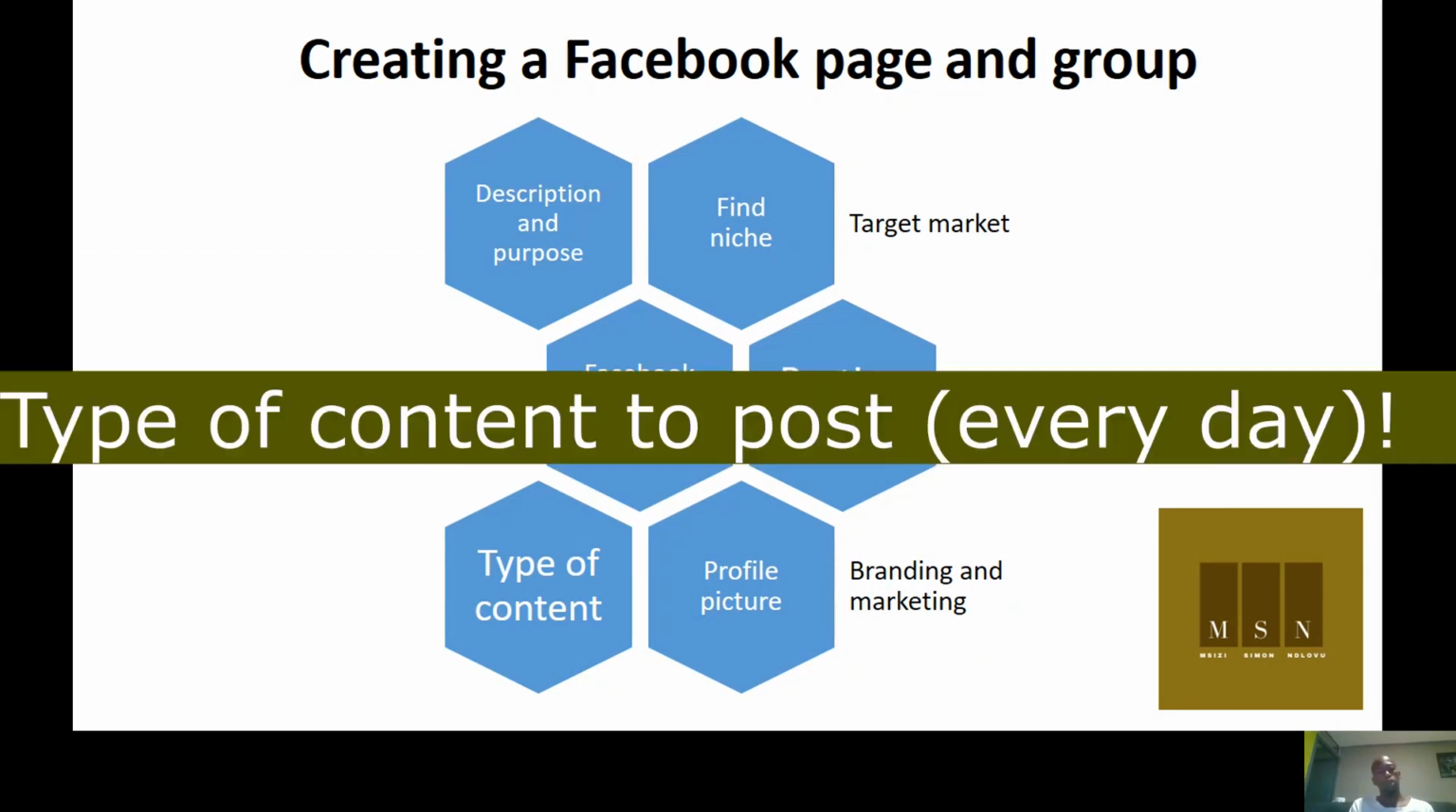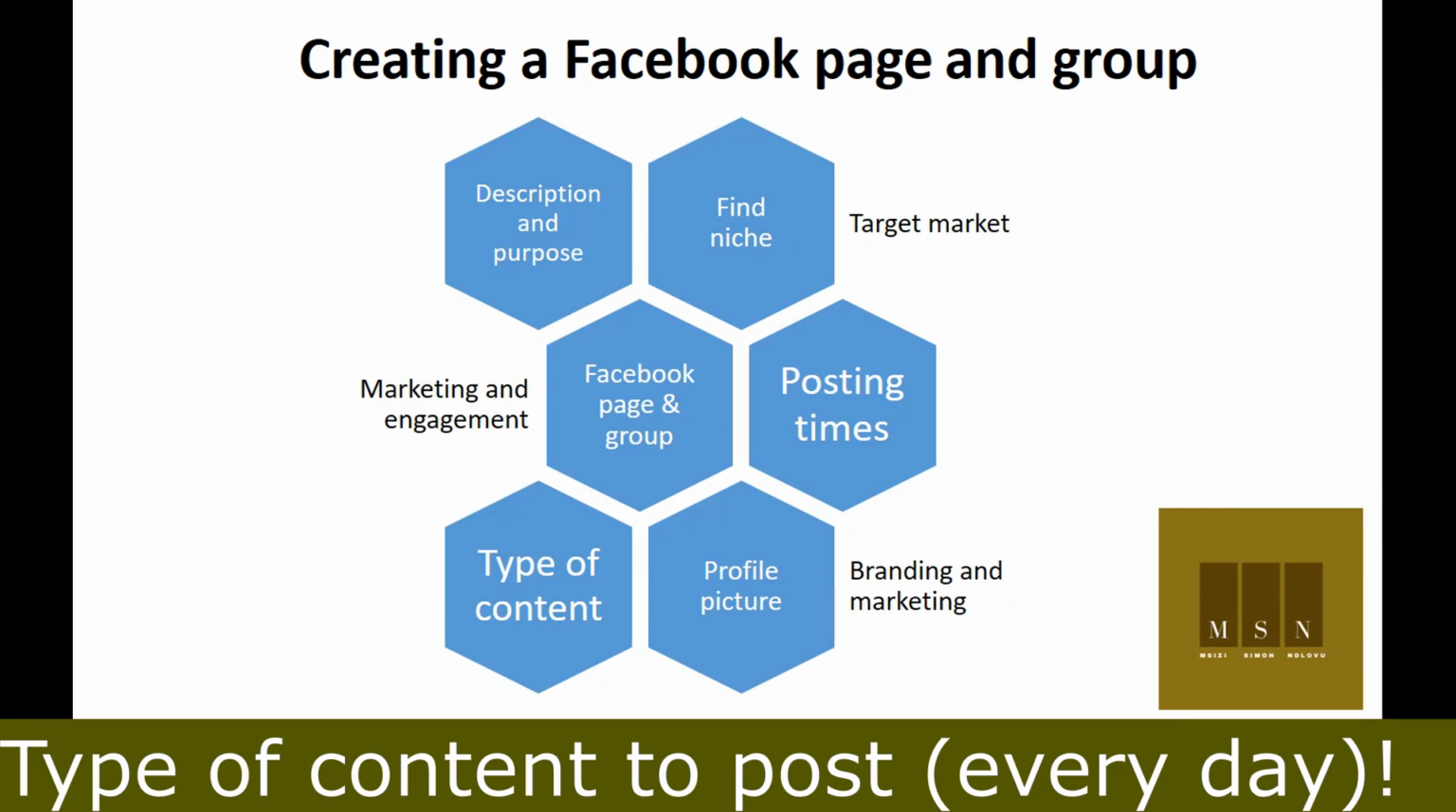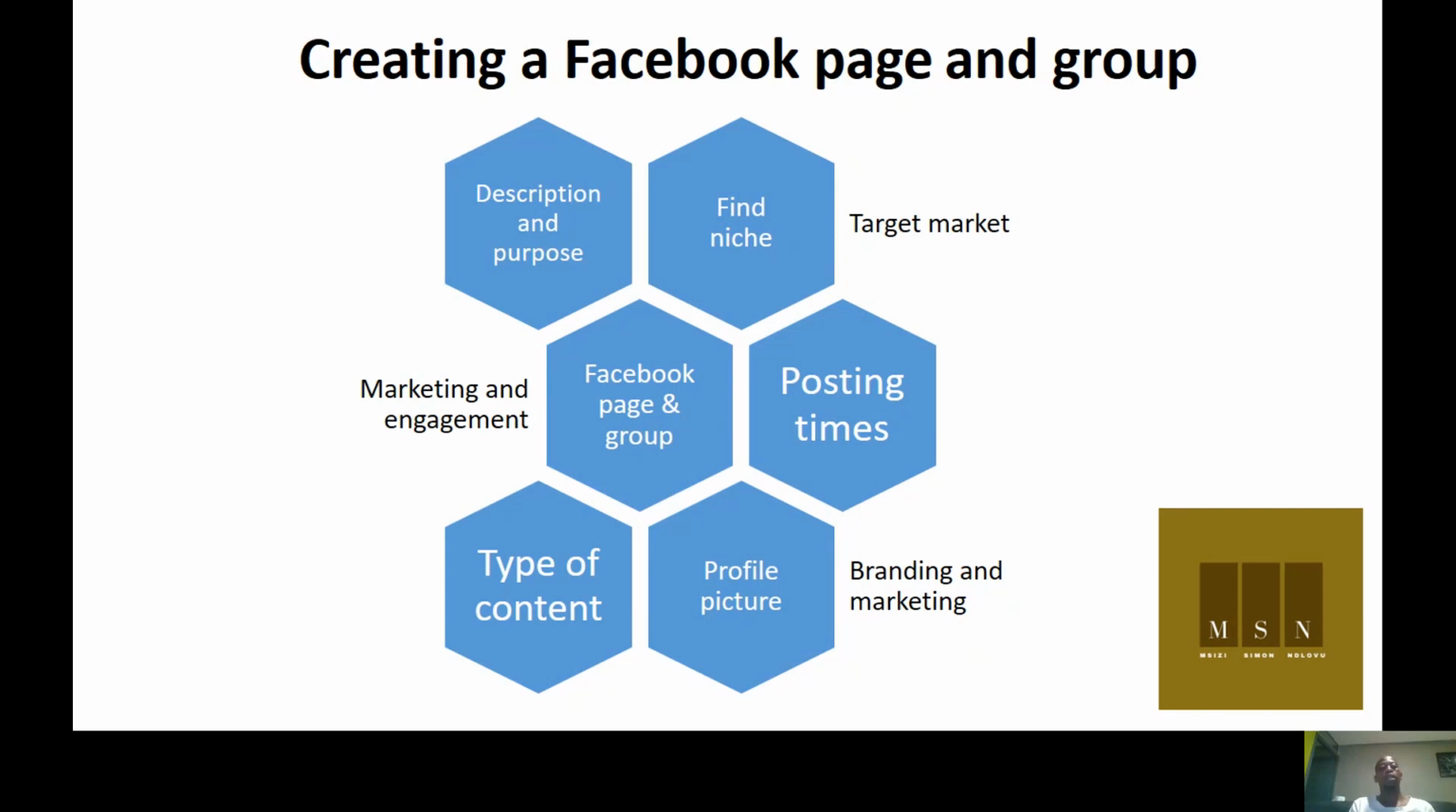Now, moving on to the type of content that you can put. There is so much content that you can put up, but Facebook has content that it recommends more than the others. For instance, it recommends pictures because people engage on pictures more than they engage on pure text.